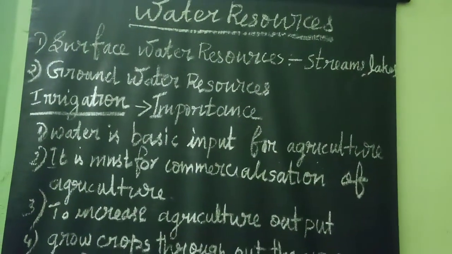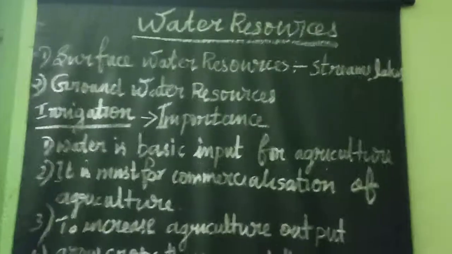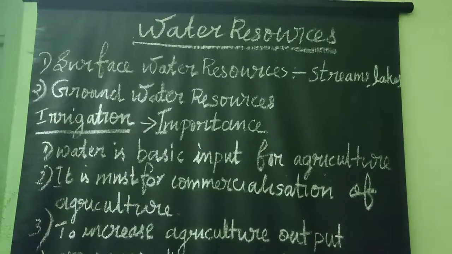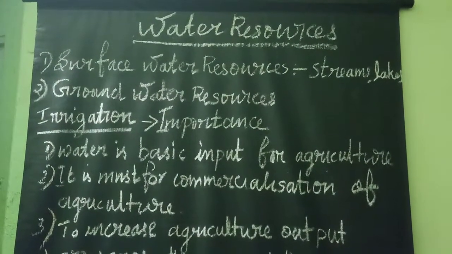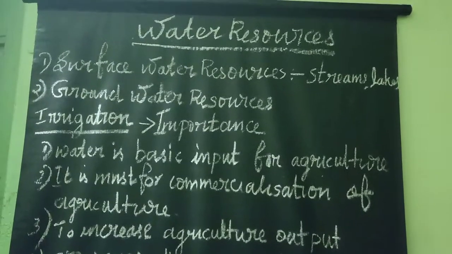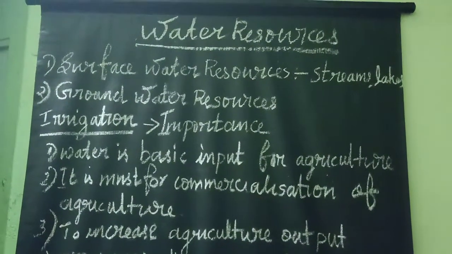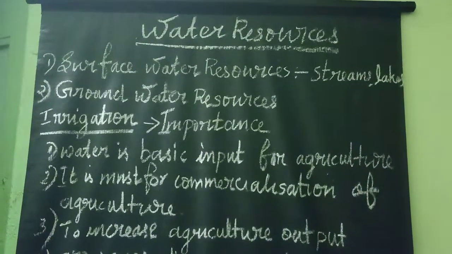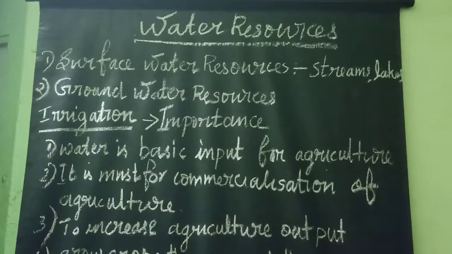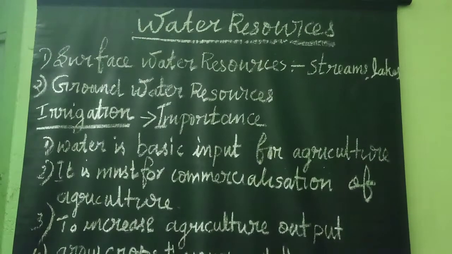The availability of surface water and groundwater is 1,869 cubic kilometers. Out of this, only 60% can be put to beneficial use. So, the total utilizable water resource in the country is only 1,122 cubic kilometers.